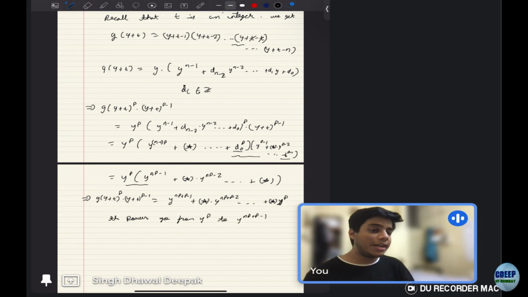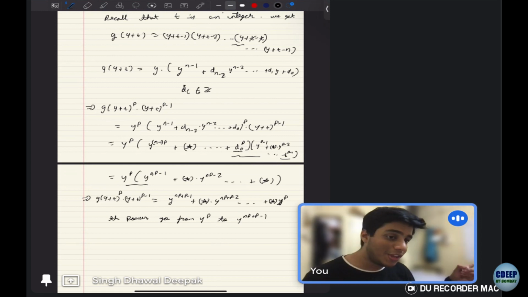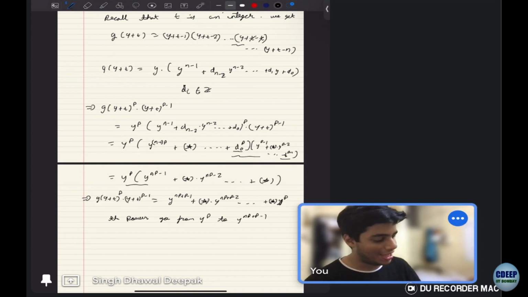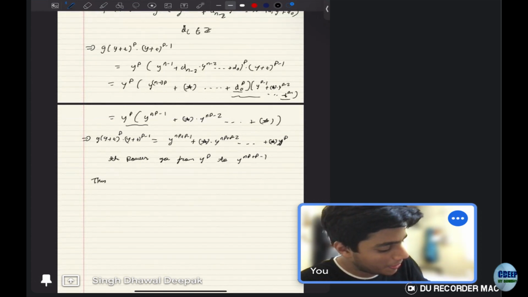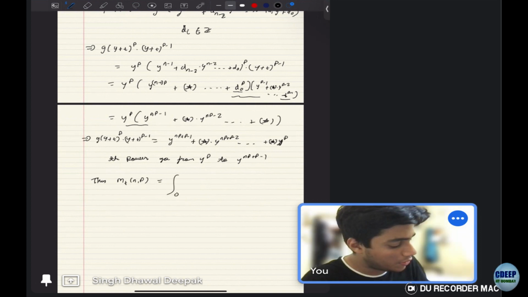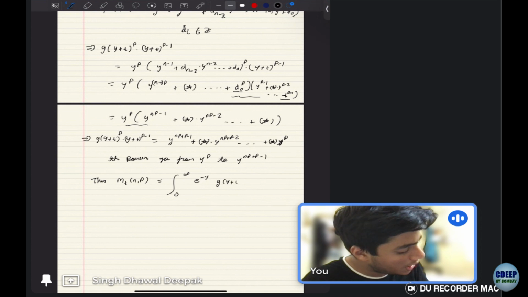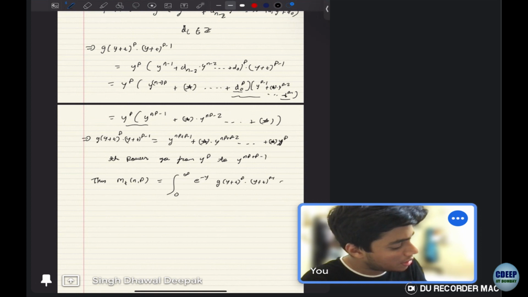And now we can already see that when we put it into the integral, the last term that we were getting as (p-1)! this time will just be p!. And so, thus, M_t(np) is equal to the integral from 0 to infinity of e^(-y) g(y+t)^p times (y+t)^(p-1) dy, divided by (p-1)!.